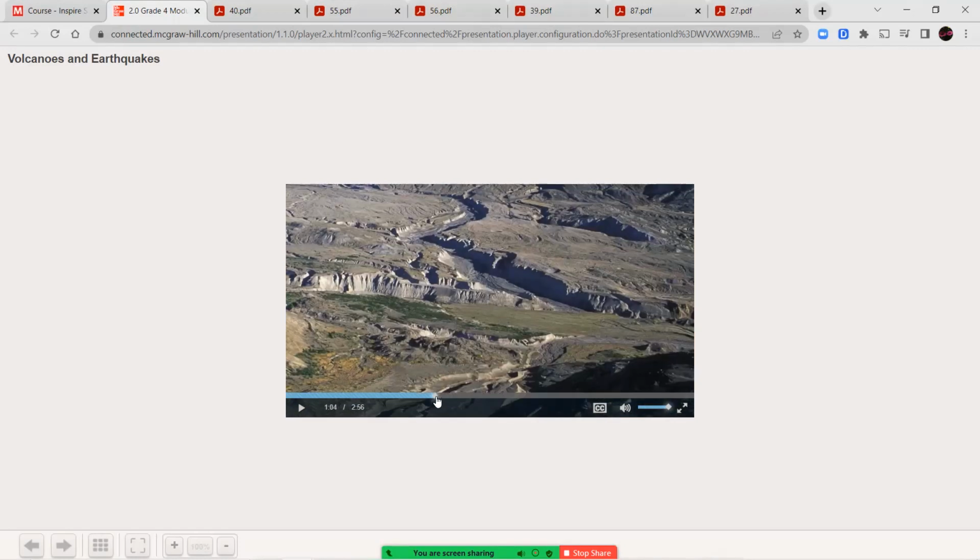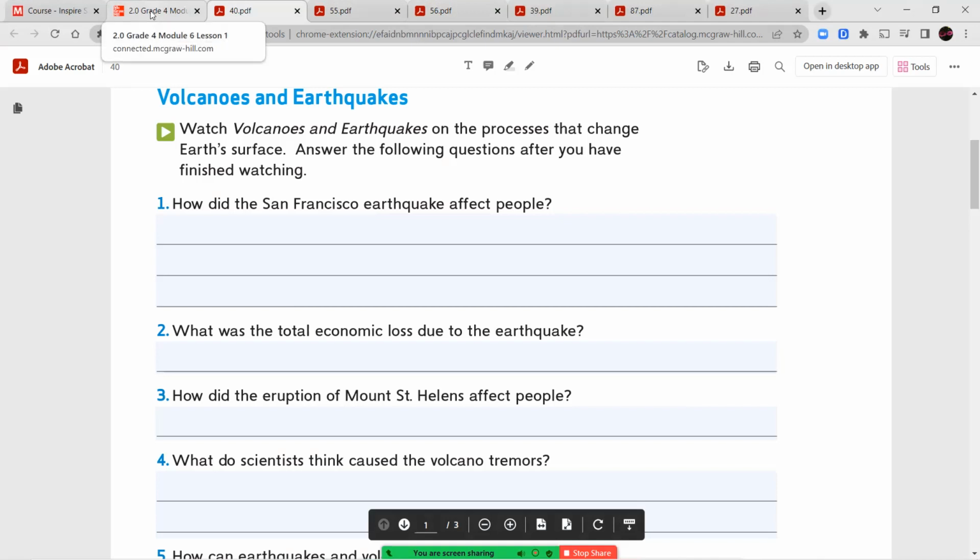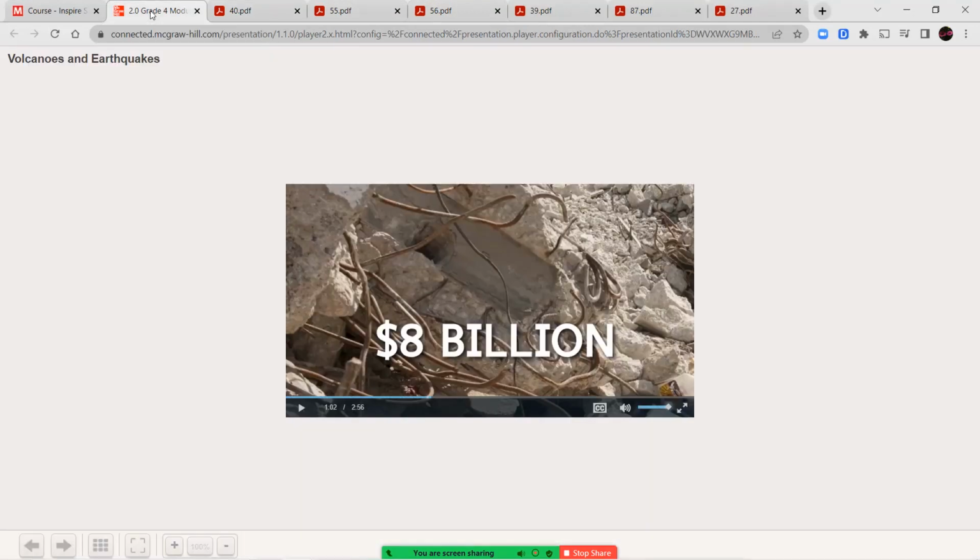Our next question asks for what was the total economic loss due to the earthquake? So how much damage did it cost? Or how much would the repairs have cost? It would cost about $8 billion.